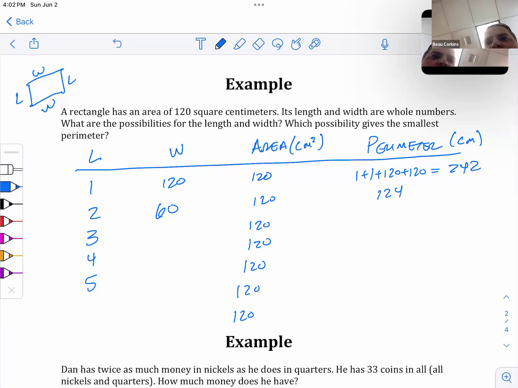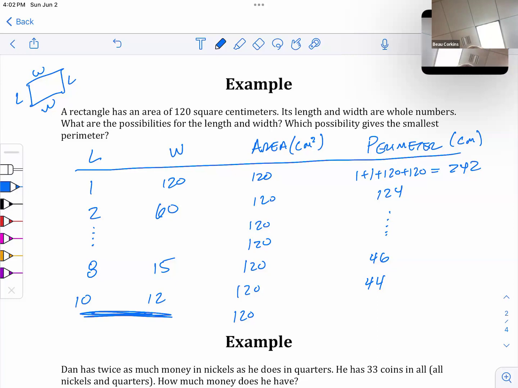And we know at this point, I could keep guessing those, but basically I need to skip down. And so let's try 8. So 8 times 15 makes 120. And then now we have a perimeter of 46, right? We're looking for the smallest perimeter. So let's see, how about 10 times 12 makes 120? And that would give us a perimeter of 44 centimeters. And we have found the smallest one because basically you want these numbers to be as close as possible.